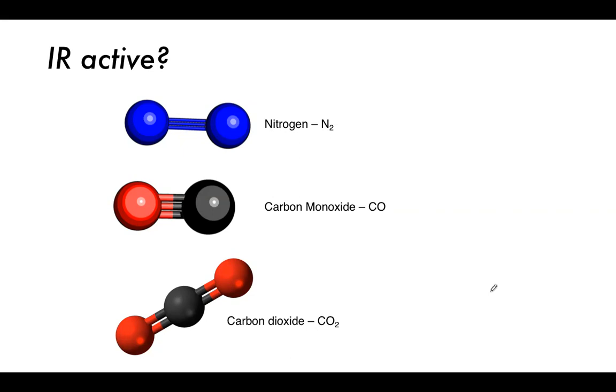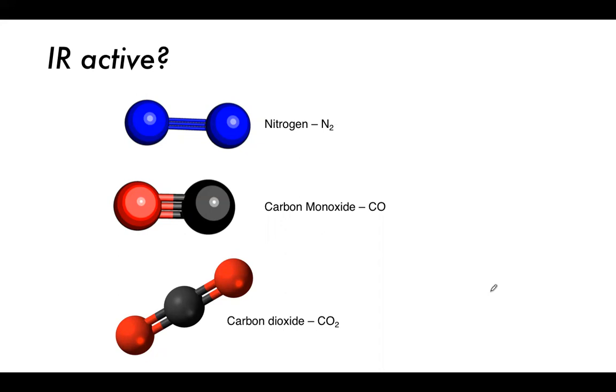Okay, so let's start to think about it. Let's go through it. The top one, nitrogen. Nitrogen is made up of two nitrogen atoms. That makes it a homonuclear diatomic because it has two nuclei of the same type. So it cannot have a dipole moment because the electrons will be shared equally. Nitrogen will not be polar, and so nitrogen will not have a dipole moment. So nitrogen will not be IR active.